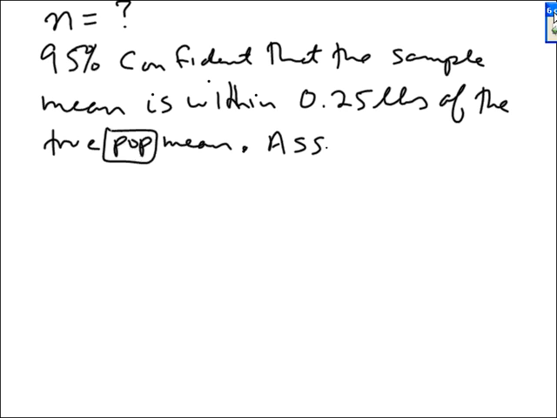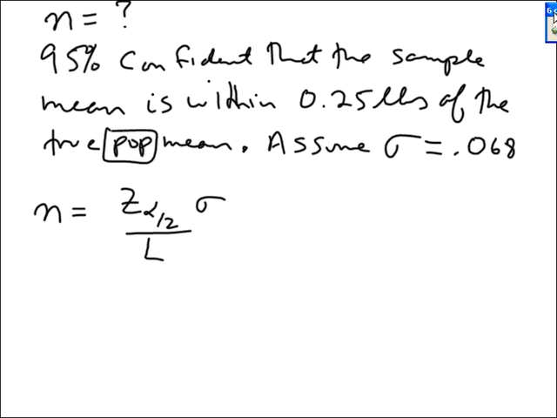Now, you want to assume the population standard deviation is 0.068 pounds. So when they ask you for how many, you just have to say, oh, that's z sub alpha over 2 times sigma over E, quantity squared. They ask you for the sample size. You say, oh, that's z sub alpha over 2 times sigma over E.